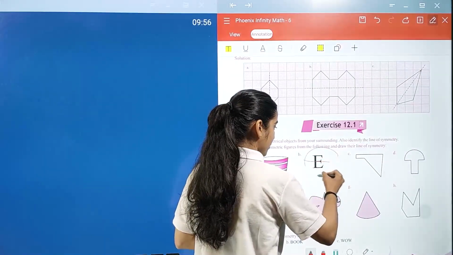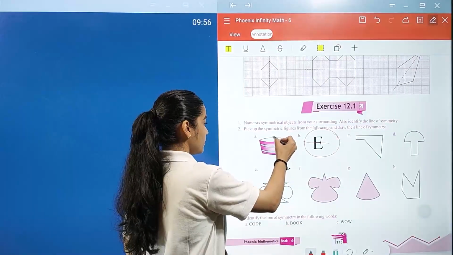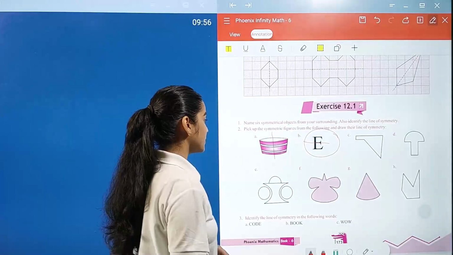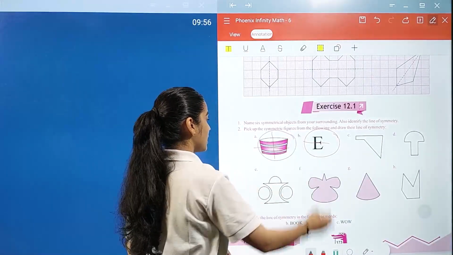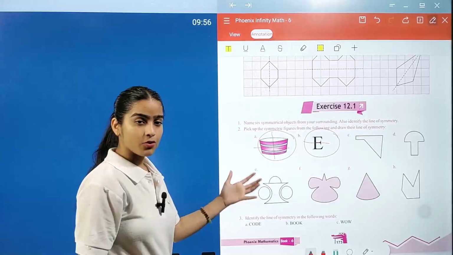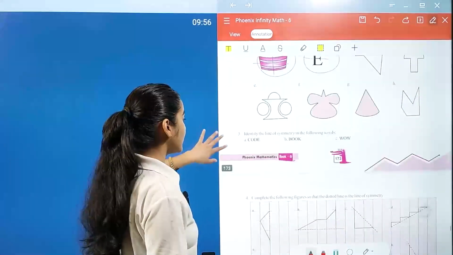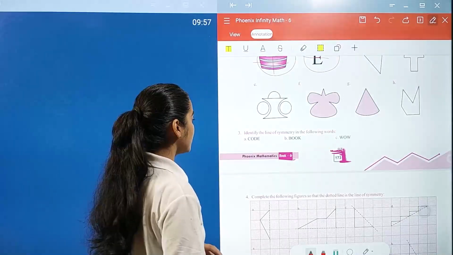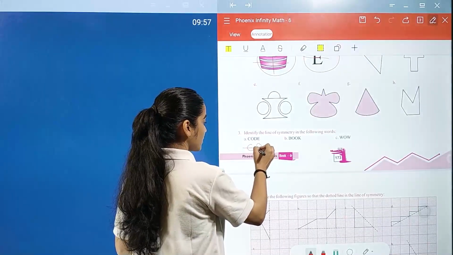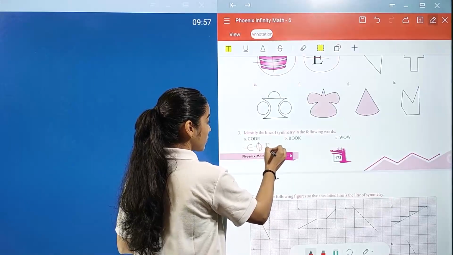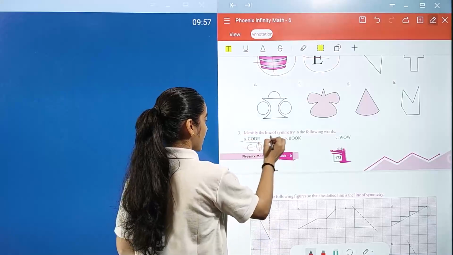And this is an alphabet which is symmetric. Now you can form a vertical line here, or it also has a horizontal line, so it is also a symmetric figure. Now you have to classify on your own which of these figures are symmetric or not. Now identify the line of symmetry in the following letters. In C we have a line of symmetry like this. In O we have lines of symmetry like this and this. In D also we have a line of symmetry, and in E we also have a line of symmetry.